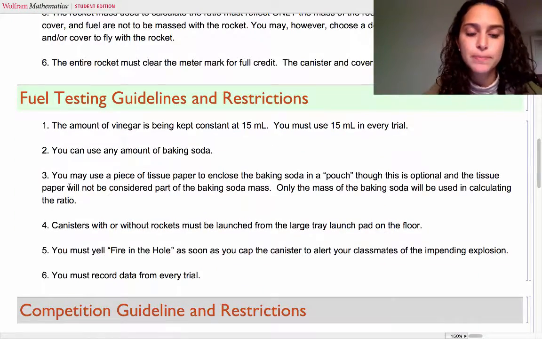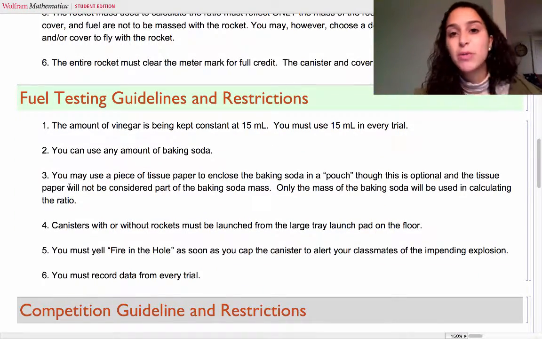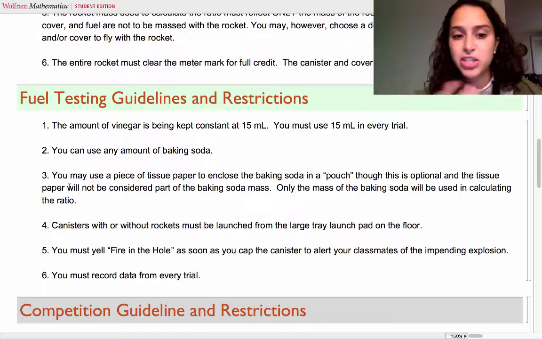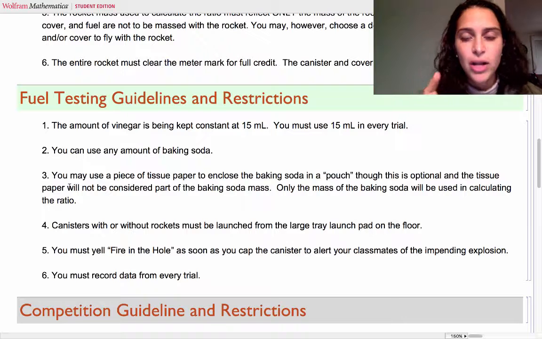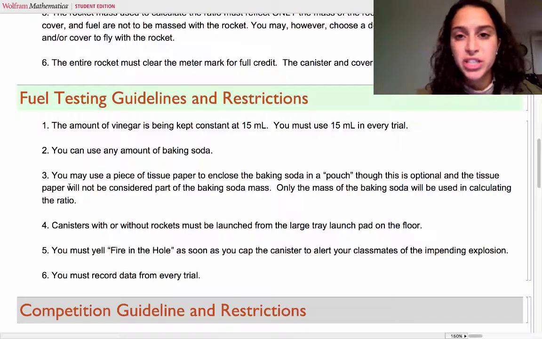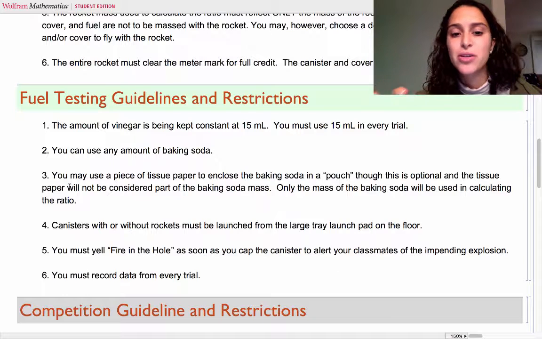Now, for your fuel, everyone has to use 15 milliliters of vinegar. That will not change. That's the same. What will change from group to group is the amount of baking soda. That's what you're experimenting. How can I change the amount of baking soda? How can I change my rocket to get the biggest rocket mass to baking soda mass ratio?